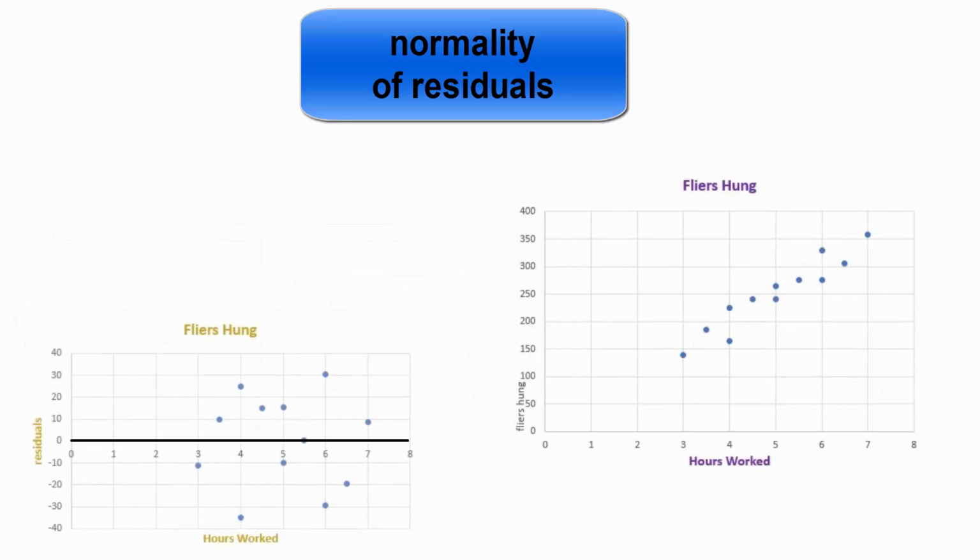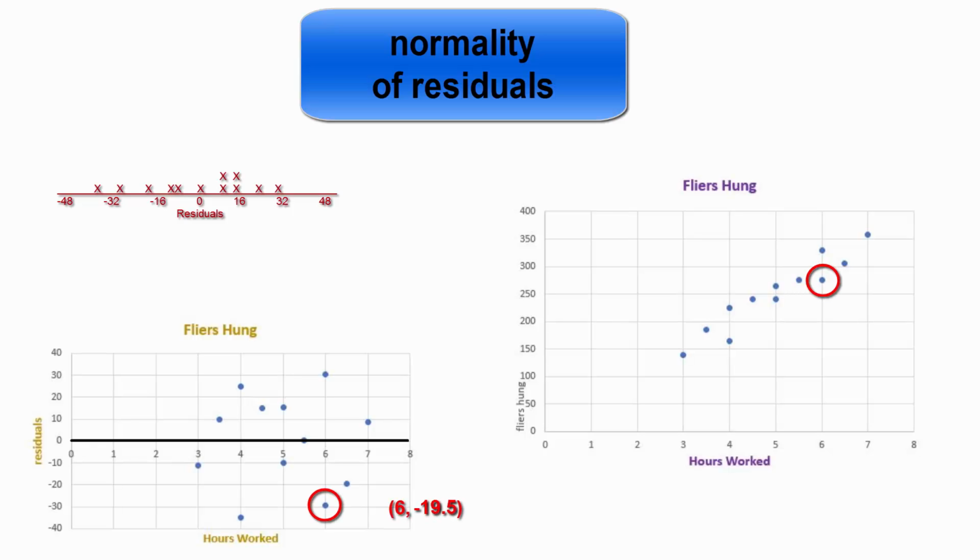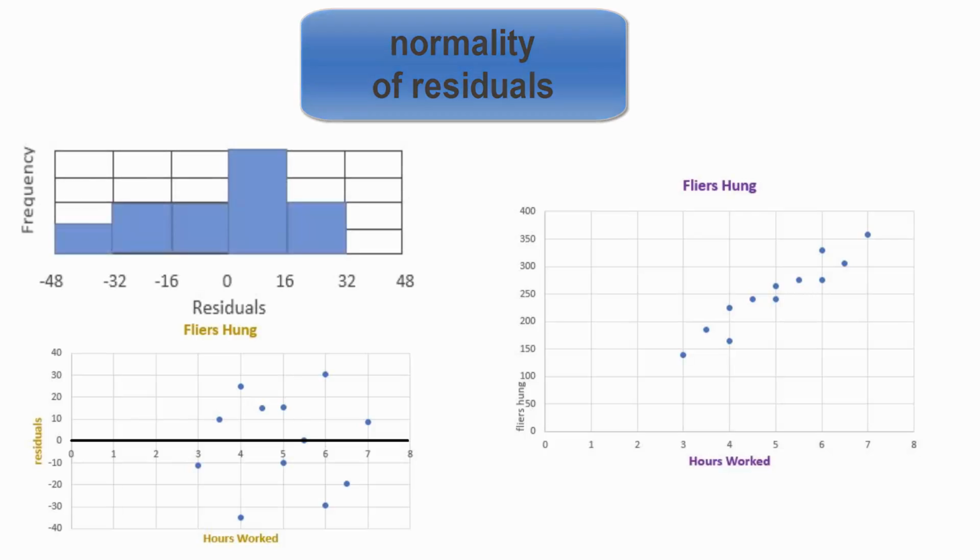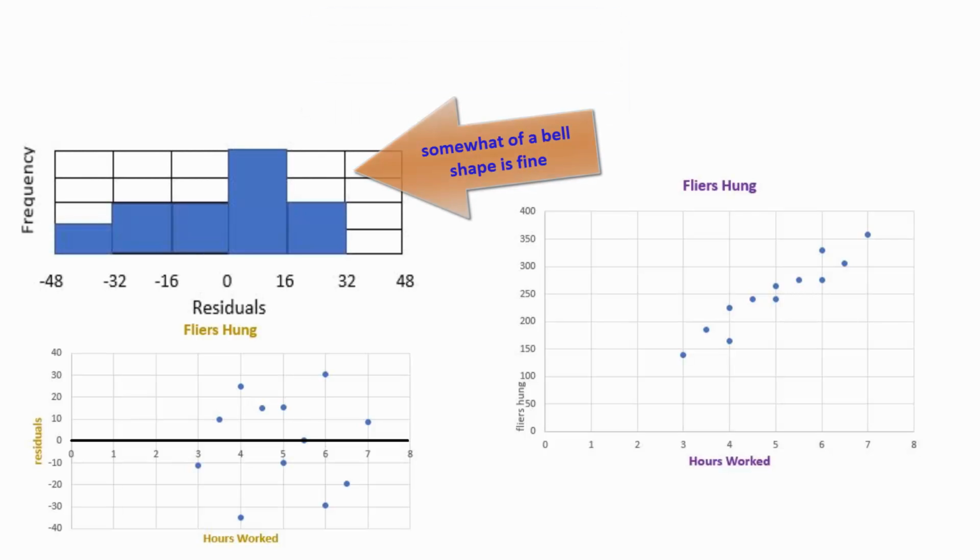Another way to check the normality assumption is to look at a frequency distribution of residuals not tied to their x values. This means that we will take from this ordered pair only the y-coordinate, the residual of -19.5, and construct a dot plot of just it and the other residual values. Or we could make a histogram of them. We see a bell shape, thus we support the notion that the data is normally distributed about the prediction line.